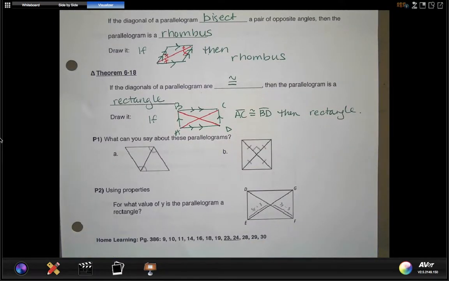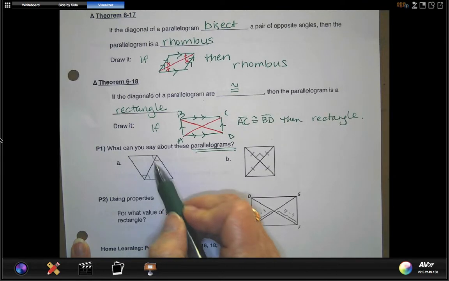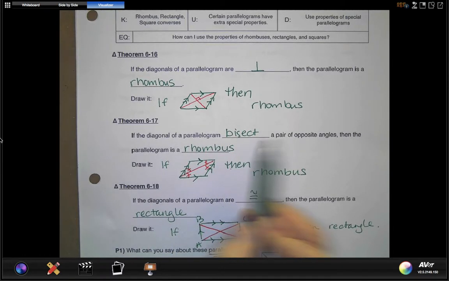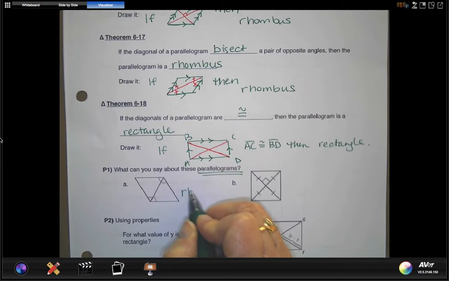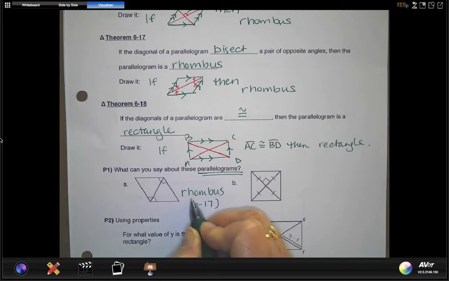All right, it's P1 and P2. So P1 says, what can you say about these parallelograms? In this, you already know that they're parallelograms. In this one right here, we can see that these angles are all congruent. So if the diagonals bisect a pair of opposite angles, then the parallelogram is a rhombus. So this is a rhombus because of that theorem 6.17.